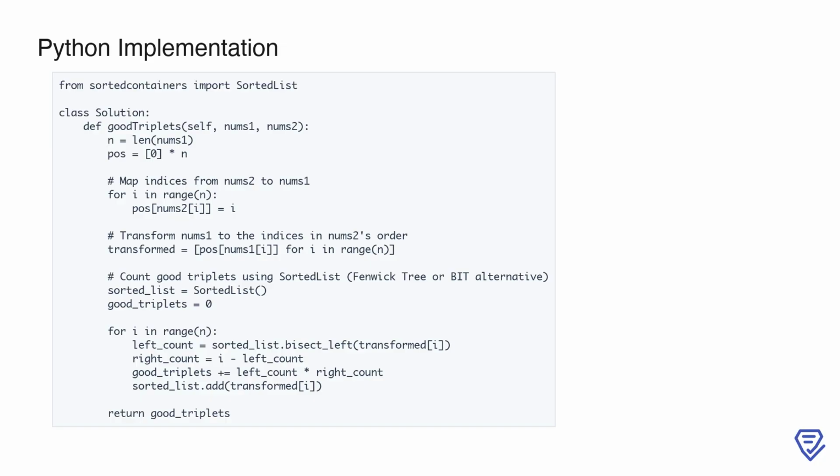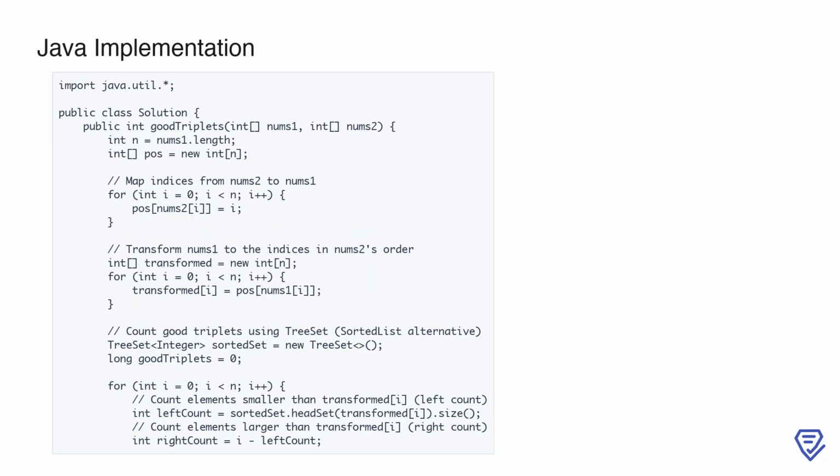expensive for larger inputs. Here, we begin by importing the necessary utilities from Java and defining our solution class. The method goodTriplets takes two integer arrays, nums1 and nums2, as input. First, we determine the length of the arrays and initialize an array POS to map the indices of nums2 to their corresponding positions in nums1. This mapping is achieved by iterating through nums2 and recording the index of each value.